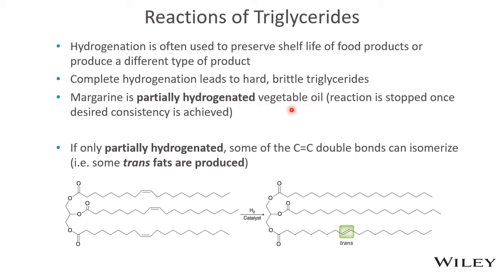What they do is they take vegetable oil, which is liquid at room temperature, and they hydrogenate it until they get the desired hard consistency that we typically associate with margarine as a butter substitute. Now, with partial hydrogenation, some of the carbon-carbon double bonds are capable of isomerizing from the cis configuration to the trans configuration. And it's this type of process that produces trans fats. Trans fats are not natural. They are the result of partial hydrogenation of fatty acids.